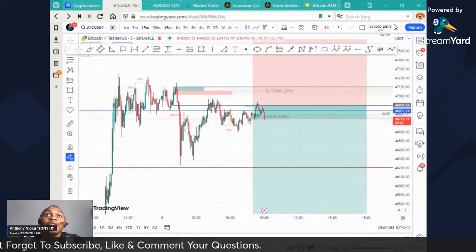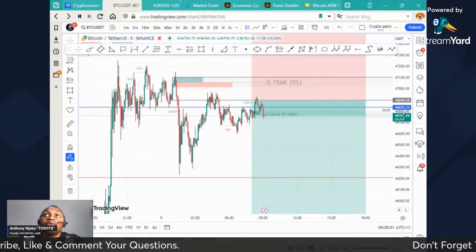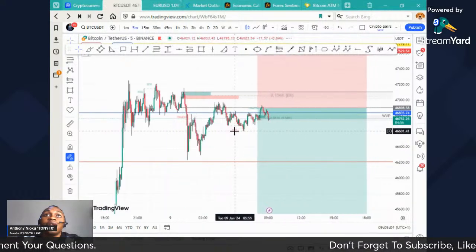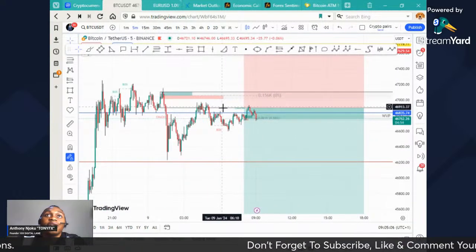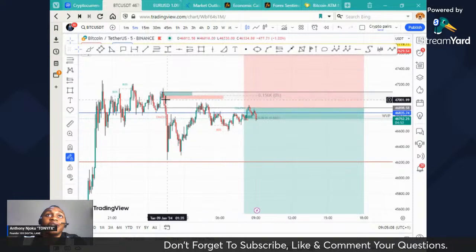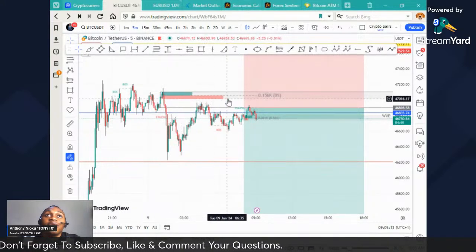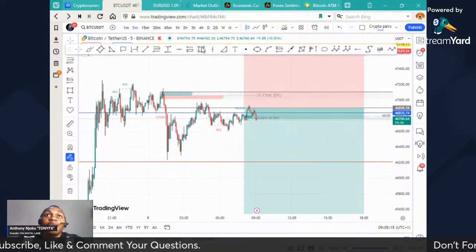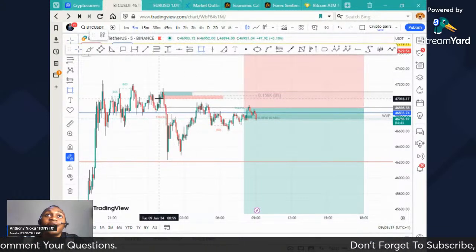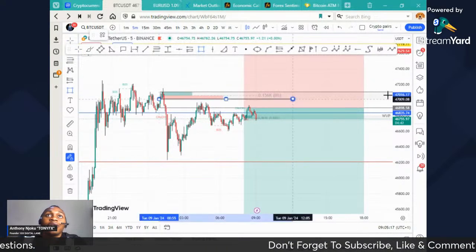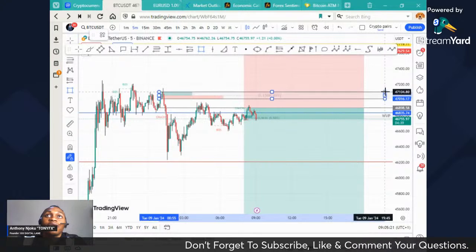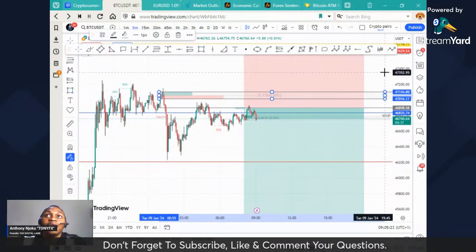So this is what I see on the 15 minutes for Bitcoin sell setups. This is the order block fulfilled already. This is another order block over here. This is on 5 minutes. This one is a refined order block, the refined order block for 5 minutes.